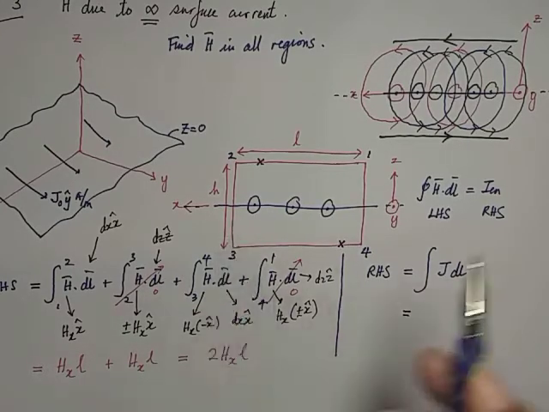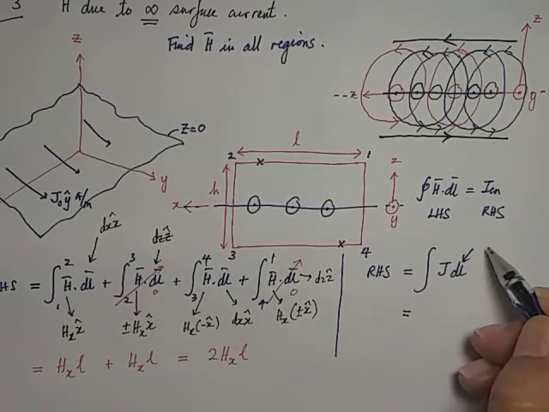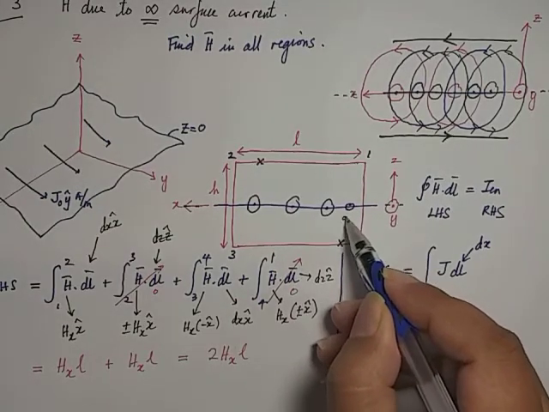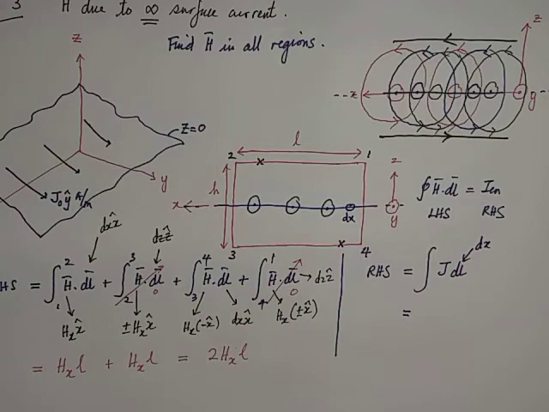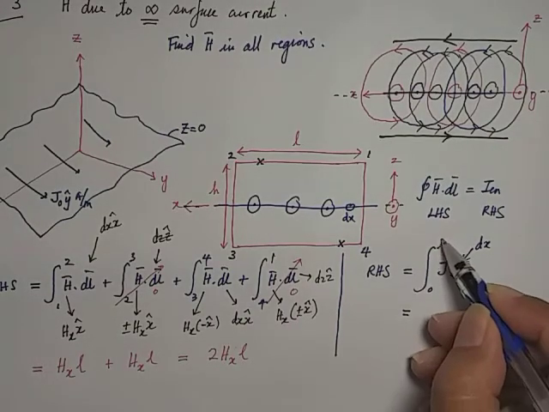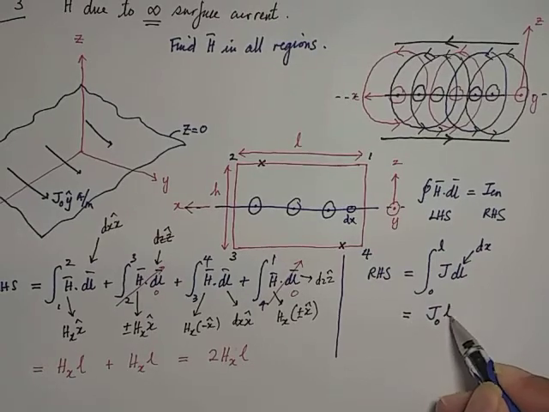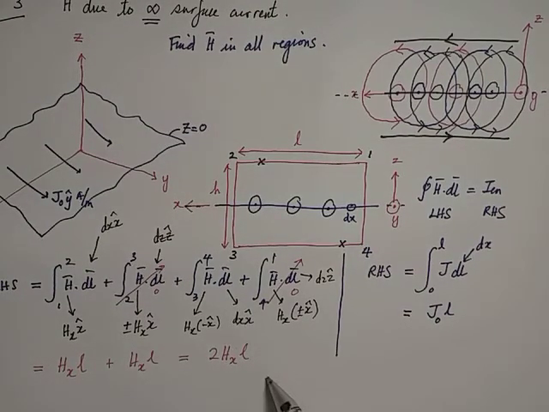Okay, the length. So the dl here should be dx. Okay, therefore the limit is 0 to L. So it should be J naught multiplied with L. And when we substitute together, we're going to see the Hx equal to J naught divided by 2.